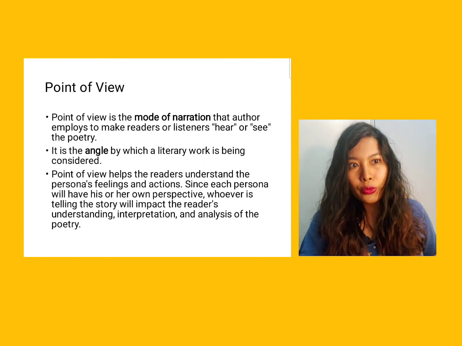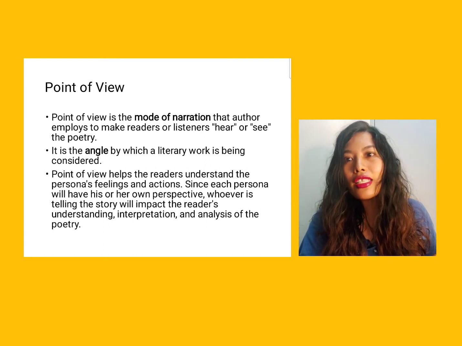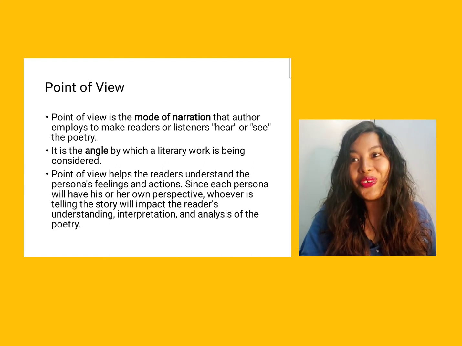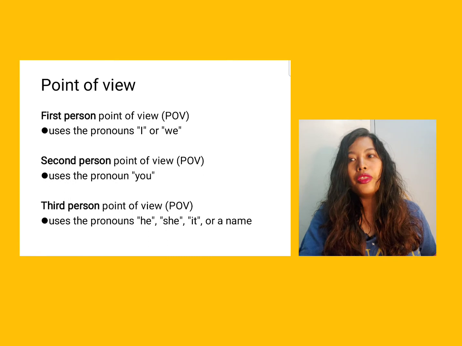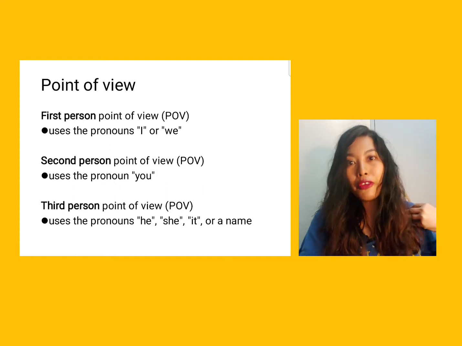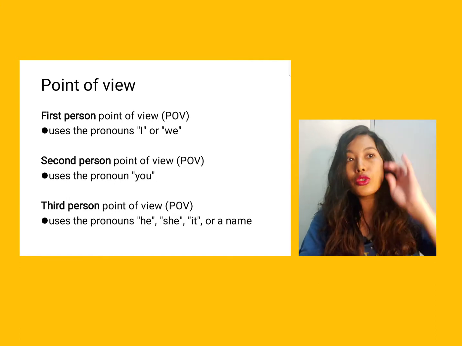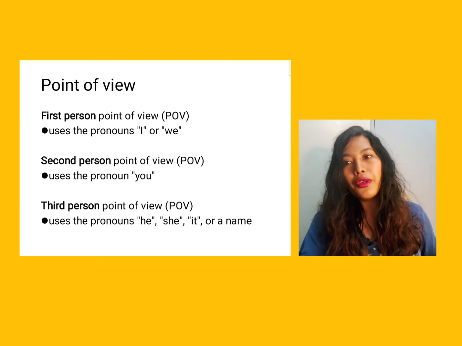Now, just like what we've been doing here, let us identify the three types of point of view. All right. There are three types of point of view. The first one is first person point of view. The first person point of view uses the pronouns I or we. Okay, I, we. So the speaker, the persona, is included.